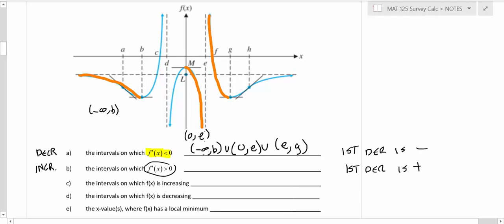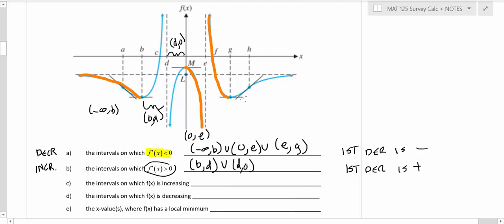Now the rest of it is where do we increase? So we would increase here. We would be increasing here from, and that would be b to d, I guess. So we're increasing there. We would be increasing from d to 0, it looks like.